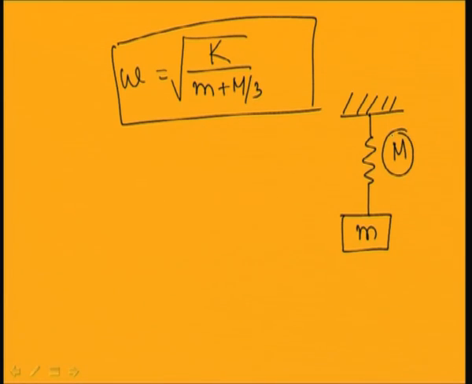So, if one considers the mass of the spring, then one has to modify the equation for the system when we are not considering the mass of the spring. So, this is without considering the mass of the spring and this is considering the mass of the spring. When the mass of the spring is considered, one has to add 1/3 of the mass to the tip mass to find the frequency of the system.